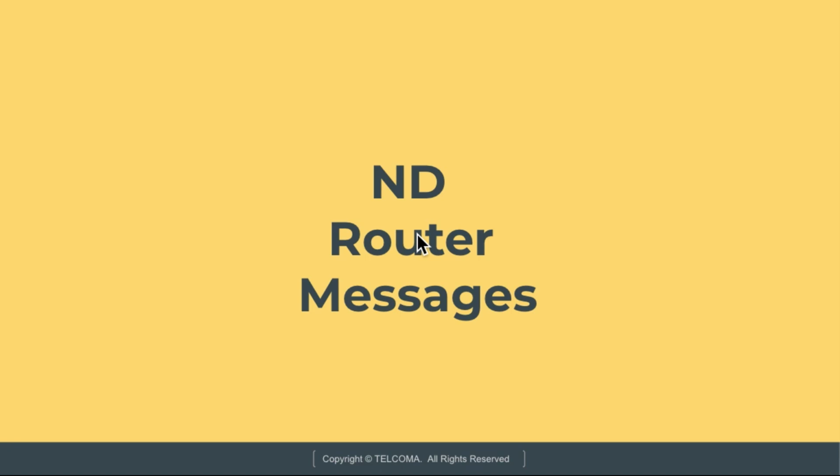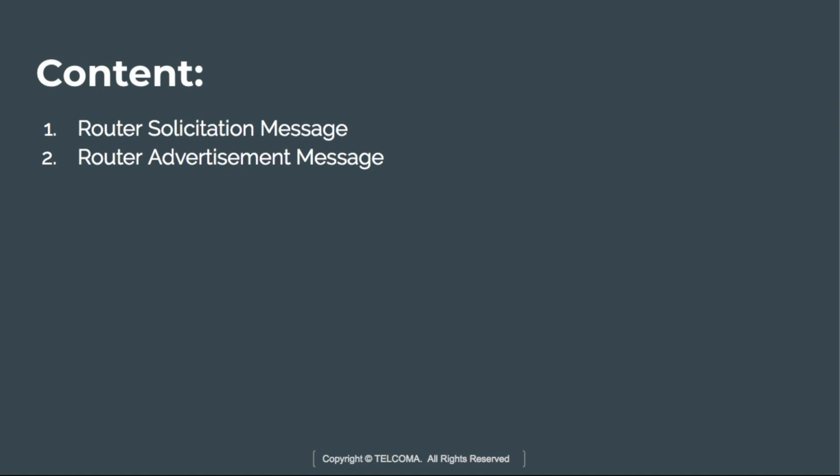Here today we are going to discuss the neighbor discovery router messages. As in the previous lecture, we discussed what neighbor discovery is, and in that we discussed the 5 different types of neighbor discovery messages. In this class we are going to discuss the router messages: the router solicitation message and the router advertisement message.